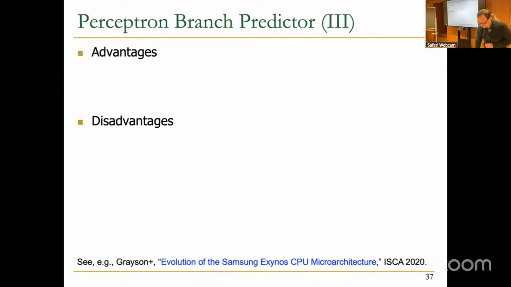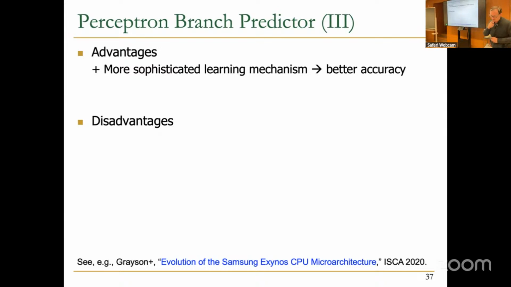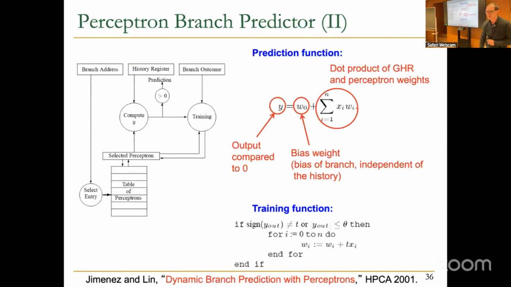Okay. So advantages. Clearly, there's a more sophisticated learning mechanism. You get better accuracy, and this is real. When I was doing my PhD, I implemented the perceptron because I needed better branch prediction accuracy, as we will see later on. And I immediately got a 20% improvement in terms of branch misprediction rate.